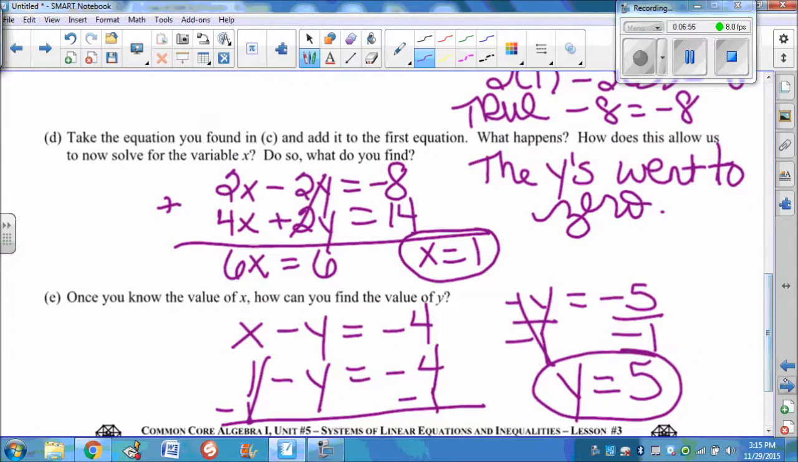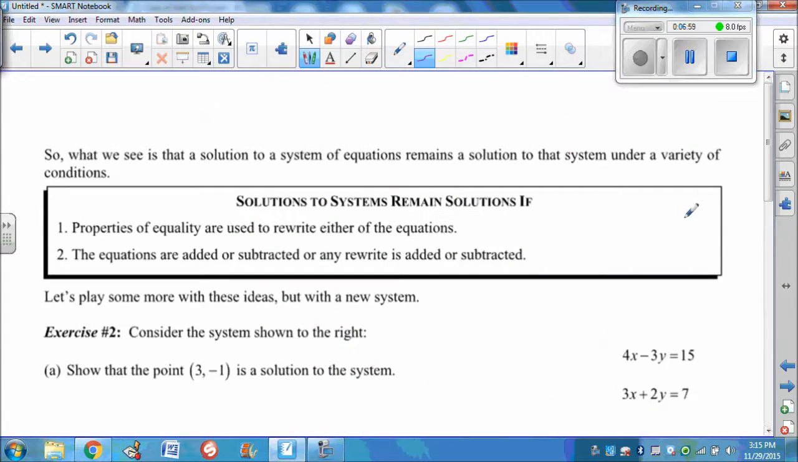Okay, so let's go ahead and flip the page. It says, so what we see is that a solution to a system of equations remains a solution to that system under a variety of conditions. So solutions to systems remain solutions if properties of equality are used to rewrite either of those equations, or the equations are added or subtracted, or any rewrite is added or subtracted.